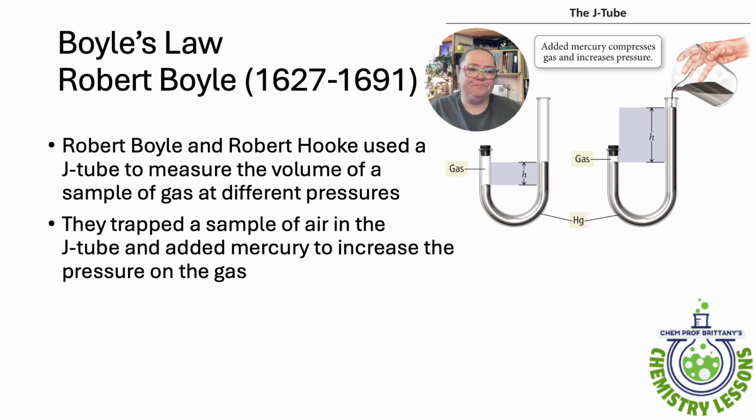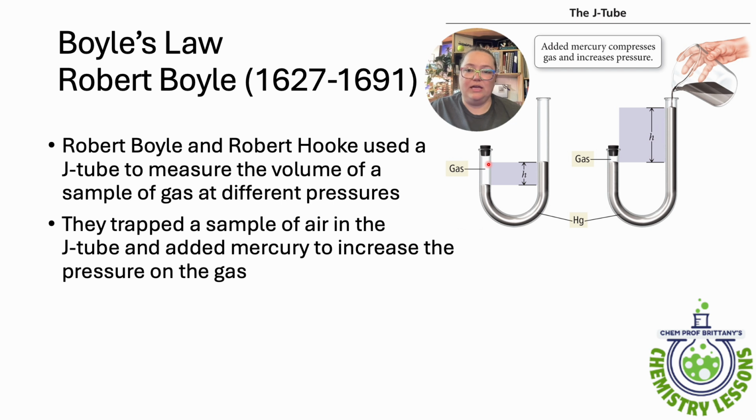So the first one was, I'm going to say, discovered by Robert Boyle. Boyle's law was created by Robert Boyle and Robert Hooke, who used this J tube, which you can see pictured here, where they measured the volume of a sample of gas at different pressures. So what they did was they trapped gas up here with this little stopper, and then they put mercury here. Now, here's the volume of gas.